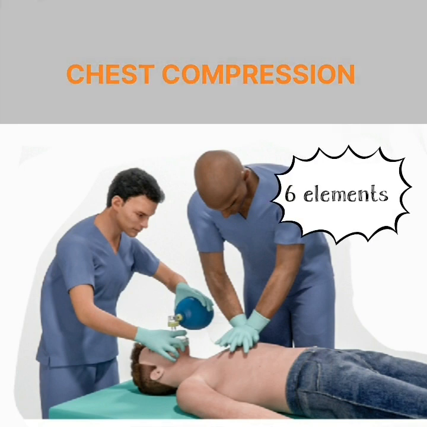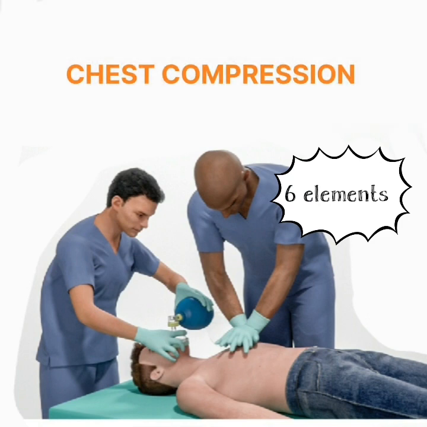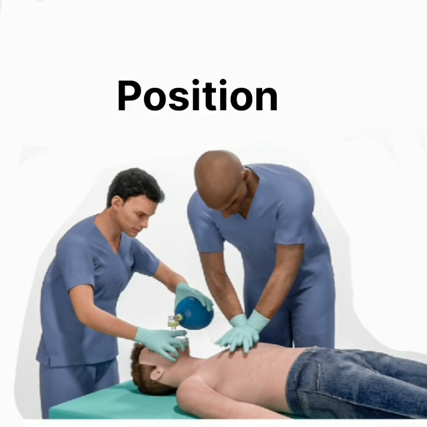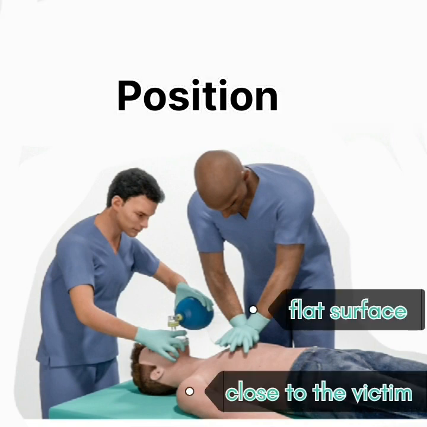For a good compression, we need to remember 6 important elements: first, the position; second, the compression ventilation ratio; next, the depth of the compression; next, the chest recoil; and the final one is minimizing the interruptions. Position means for both the patient and the person who gives compressions. The patient should be on a flat surface and as close as possible to the person who provides compressions.